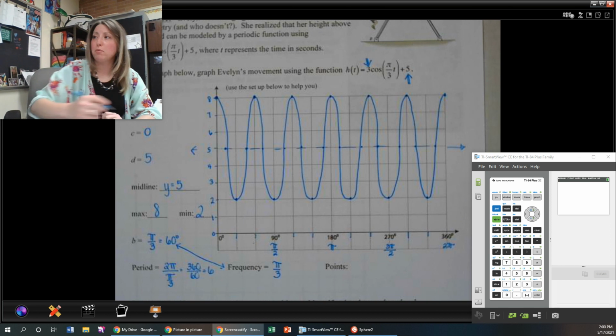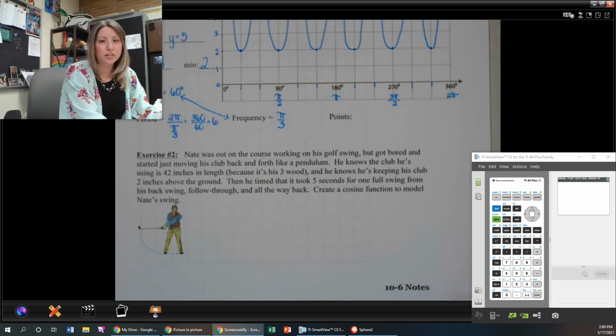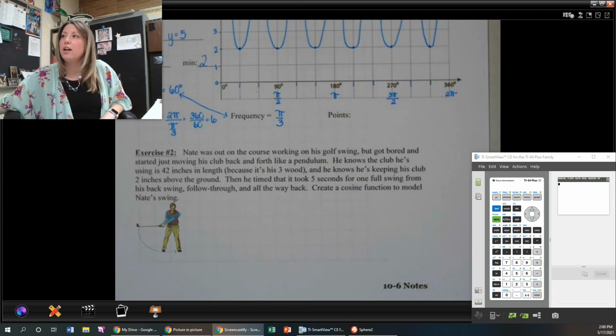Okay, well, here's old Naders' problem. So, I've actually shown him how this is a thing, right? Old Naders out on the golf course working on his swing. And as he was doing that, he decided to just start swinging his club back and forth like a pendulum. He knows the club he's using is 42 inches in length because it's a 3-wood. He told me that. And he knows that he's keeping his club 2 inches from the ground. So he must have measured that with a tee, whatever tee he's using, right? Then he timed that it took 5 seconds for one full swing back and forth. Ugh, 5 seconds? Why couldn't it have been 6, Naders?